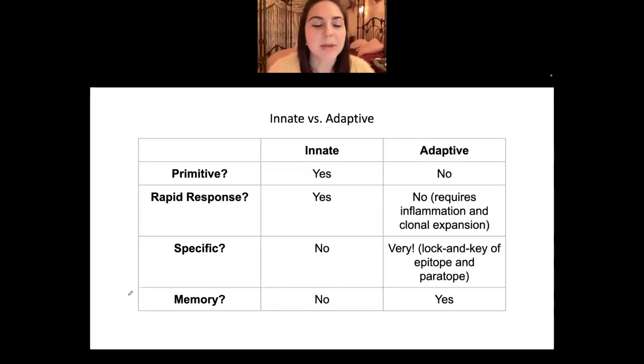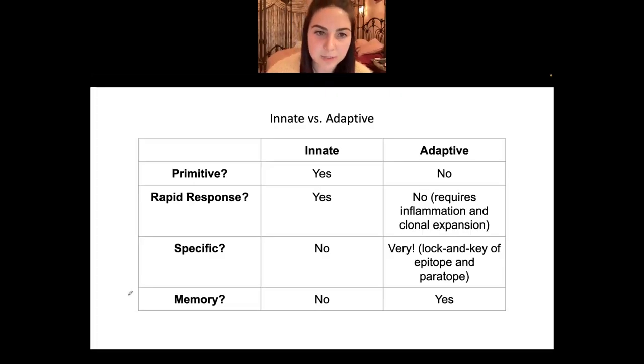Okay, so a big thing to know right off the bat is your innate versus adaptive immune system. This is like asking what's an upper motor neuron lesion and what's a lower motor neuron lesion. That table you had to know. This is that level of understanding. You have to understand the difference between these two.